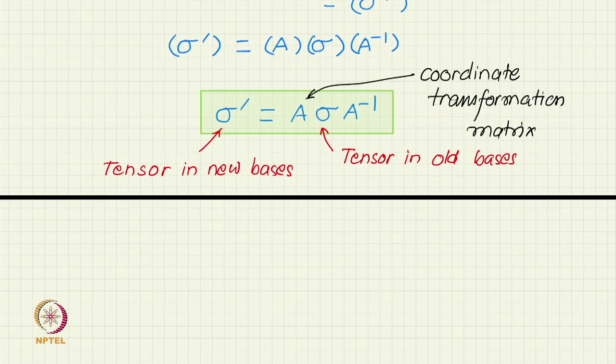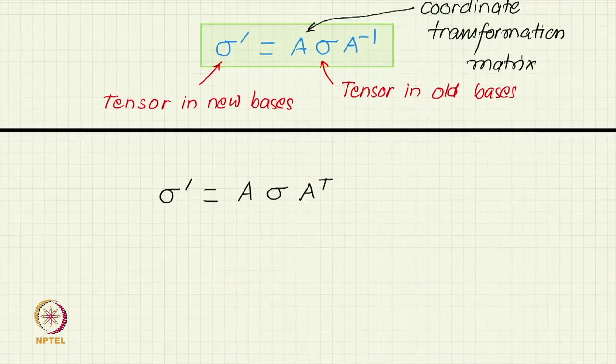But now use the interesting property of A, which we had established in one of the earlier videos, that A inverse is nothing but A transpose. So, that makes calculations much simpler. You do not have to find the inverse of the matrix A, you simply have to find the transpose.